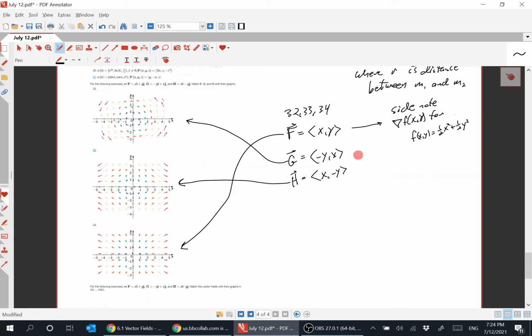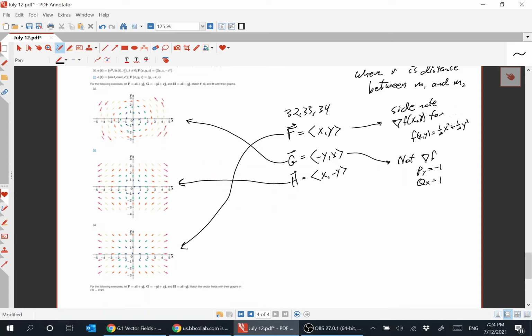This one is not gradient f because p y is equal to -1 and qx is equal to 1. Right, so they're not the same. So that's not a gradient field.